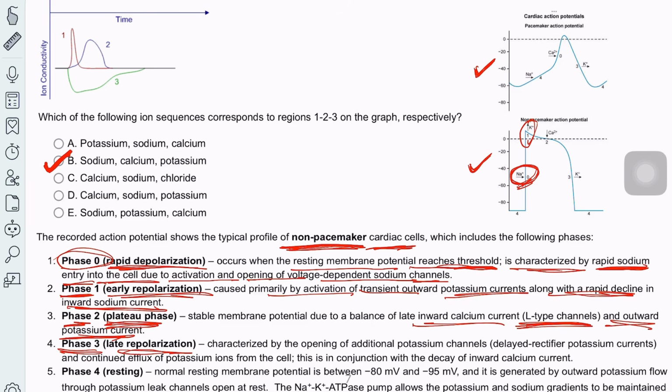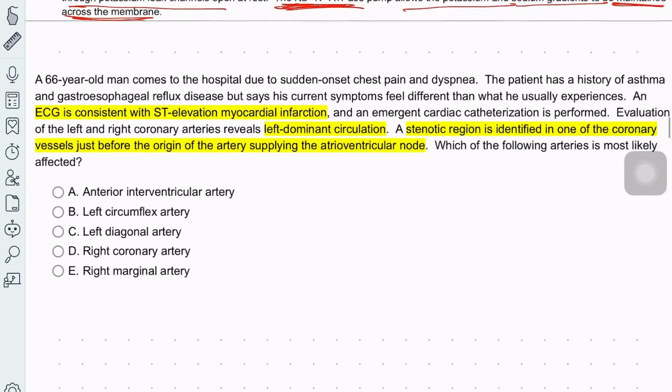Phase 3 is the late repolarization phase, which is by efflux of the potassium ion. This is characterized by opening of additional potassium channels, that is delayed rectifier potassium channels, and continued efflux of potassium ions from the cell. This, in conjunction with the decay of inward calcium current, is responsible for phase 3. Phase 4 is the resting phase. This is the normal resting membrane potential between -80 and -95 millivolts, and it is generated by outward potassium flow through potassium leaky channels open at rest. The sodium potassium ATPase pump allows the potassium and sodium gradient to be maintained across the membrane. Next question.